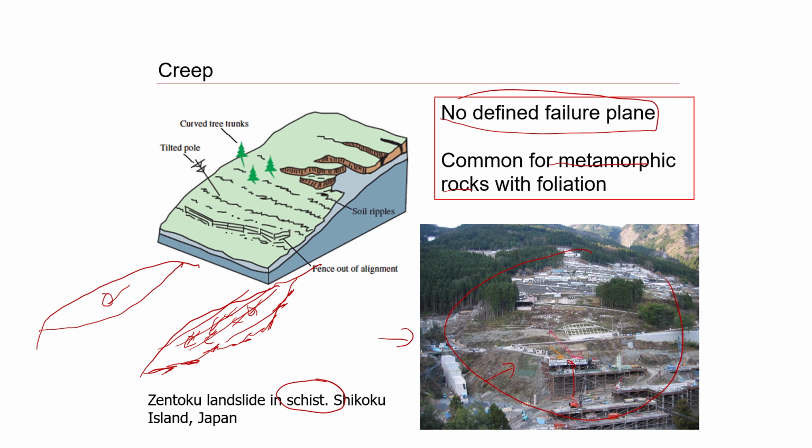How can we discover that? Typically, when we do some site investigation, we can look at a broken fence, like you can see here. We can also see all these tree trunks that are curved, or what we call drunken trees. So they're kind of moving, and this is what we can use to identify creep.